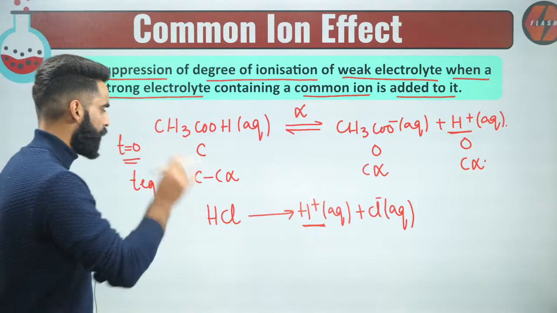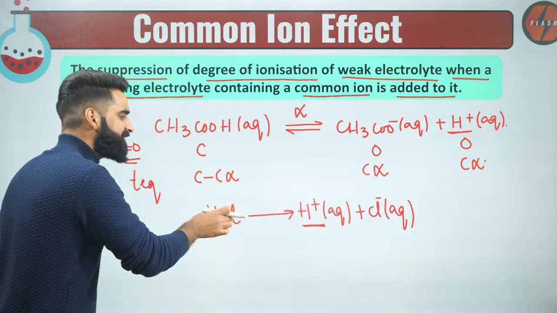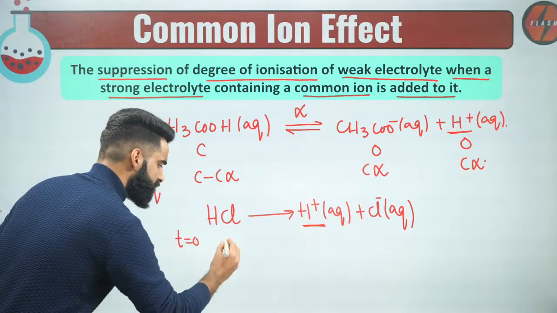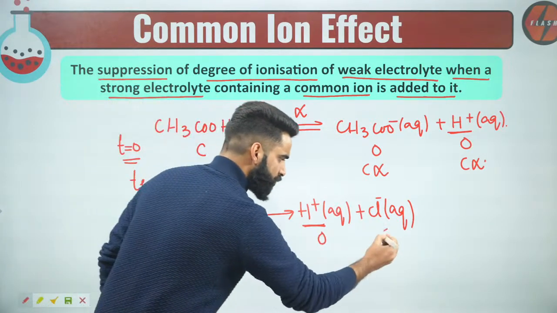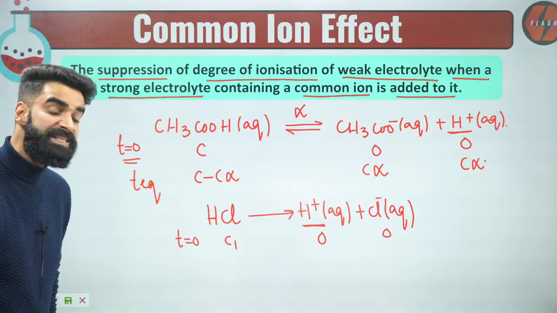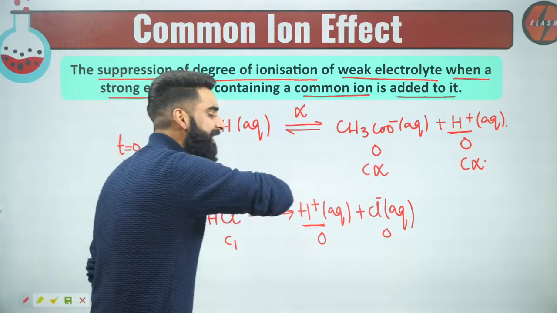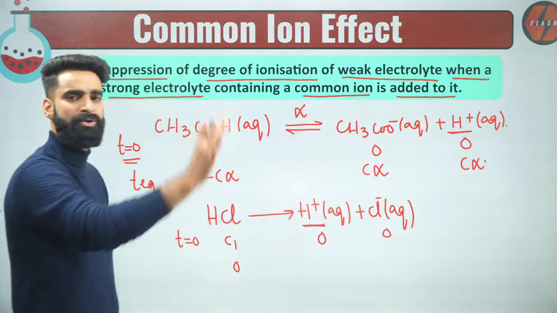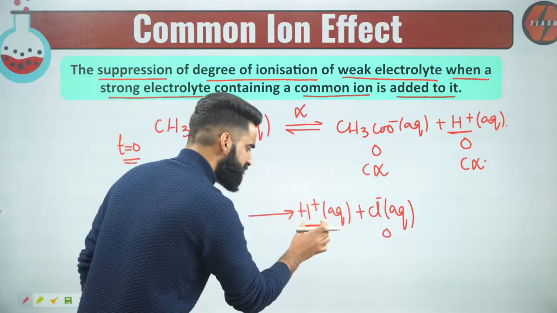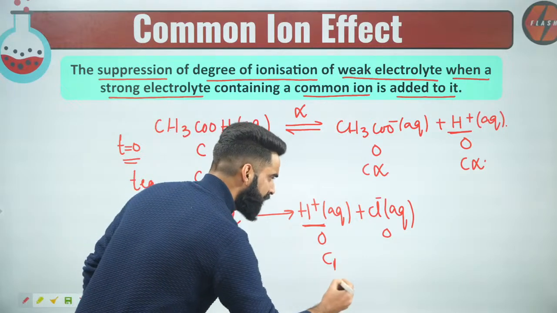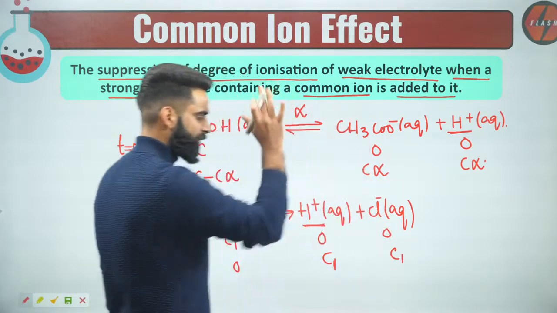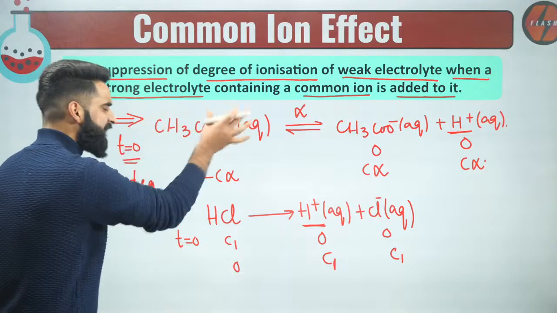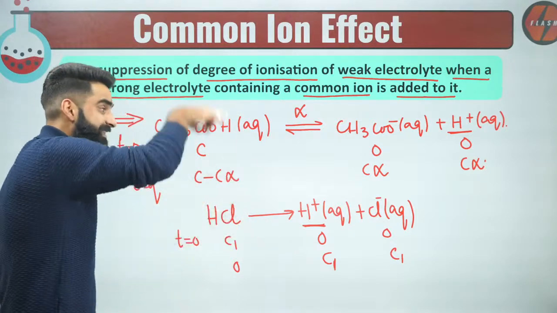What I have done here is drop a strong electrolyte containing a common ion in the same container. Let's assume at time t equal to 0, the concentration of HCl is C1, and the ions are 0. A strong electrolyte gets completely dissociated into its ions, so I'll be left with nothing of HCl. The concentration of H positive coming from this strong electrolyte is C1, and the concentration of Cl negative is again C1. This reaction was in equilibrium before dropping this HCl in the same container.